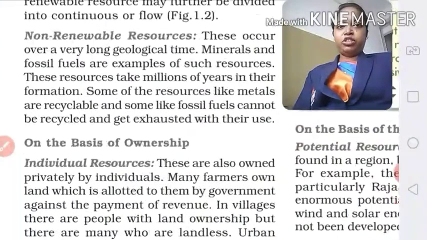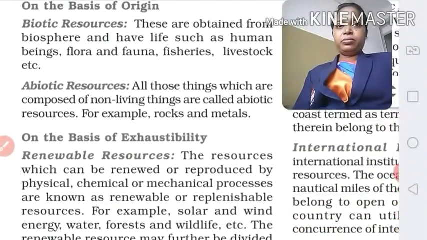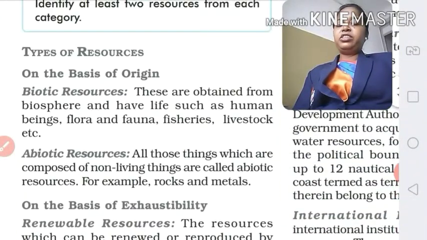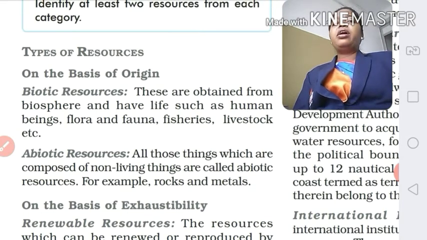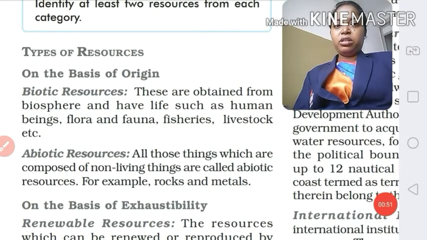So first we should discuss on the basis of origin, which is divided into two categories, the biotic resources and the abiotic resources. Let's go with the biotic resources. What are biotic resources? These are obtained from the biosphere and have life, such as human beings, flora and fauna, fisheries, livestock, etc. Okay. And now what are the abiotic resources? Abiotic resources are those which are composed of non-living things such as rocks and metals.